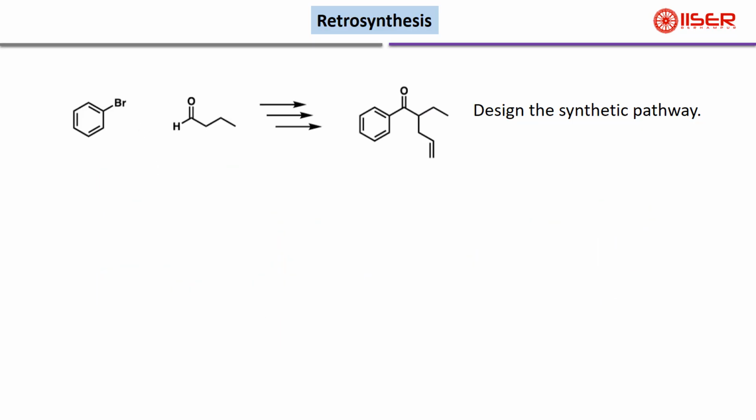Okay. So design the synthetic pathway of this one. If you just cut this one, what do we get? A Ph with a negative charge, and a CO with a positive charge.